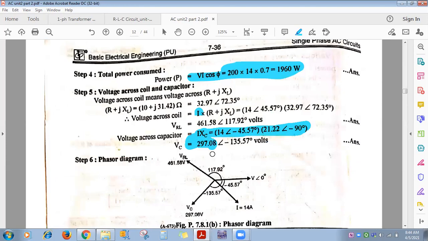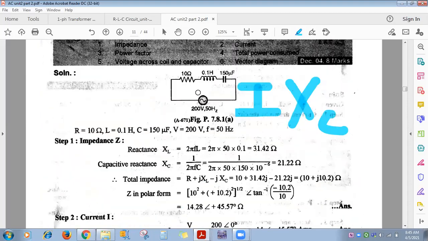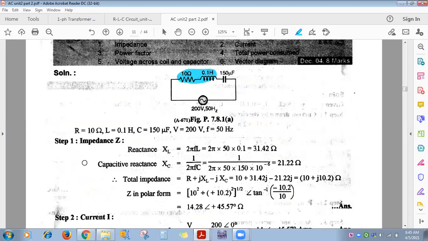Any difficulty with this? No. Okay. Then voltage drop across coil. कॉइल के अक्रॉस पूछा है, इंडक्टर या रेजिस्टेंस के अक्रॉस नहीं पूछा है, सिर्फ कॉइल के अक्रॉस पूछा है. तो ये कैसे फाइंड आउट करोगे फिर आप? I into Z of coil, isn't it? I into Z of coil.